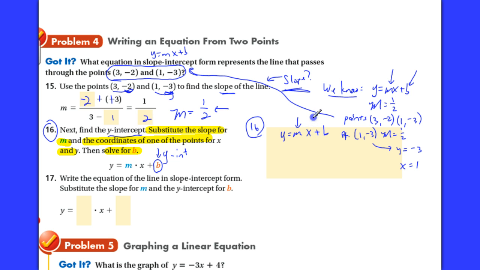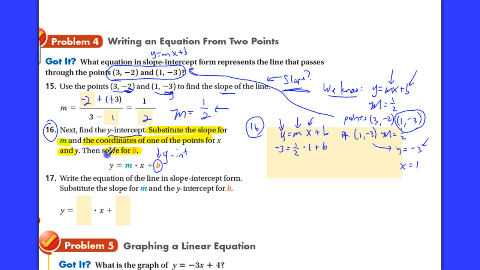So I'm going to substitute x for x and y for y because I know that this combination 1, -3 is a solution on this line. Now the truth is you could also use the point 3, -2. You would just have to use those values. You'll get the same answer for b regardless of which point you choose. Okay, so watch. If y is -3, that means this y is -3. That's equal to the slope, 1/2, times x, which is 1, plus b.